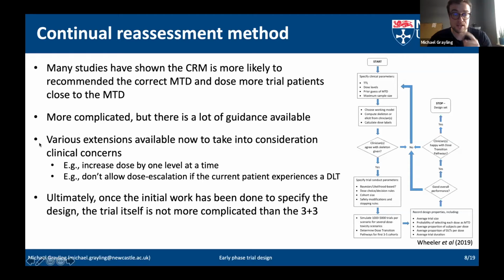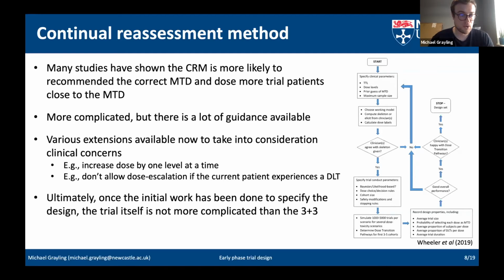Another strength here really is that a lot of extensions have been proposed now for this design that make it a bit easier to use in practice. So at least initially, some concerns about the CRM were that it dosed quite a large number of patients at very high doses. However, these extensions allow you to take that into consideration and make sure it doesn't happen. So for example, you can ensure that it only increases dose by one level at a time, or it won't actually allow dose escalation if you have a certain number of patients experiencing a DLT.